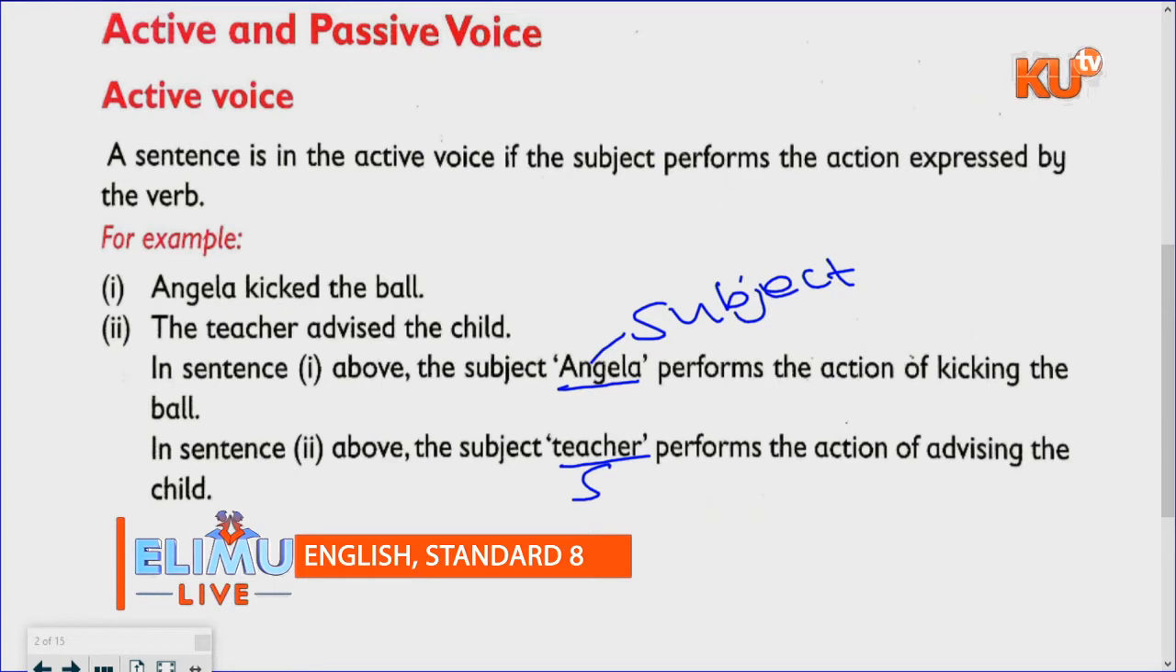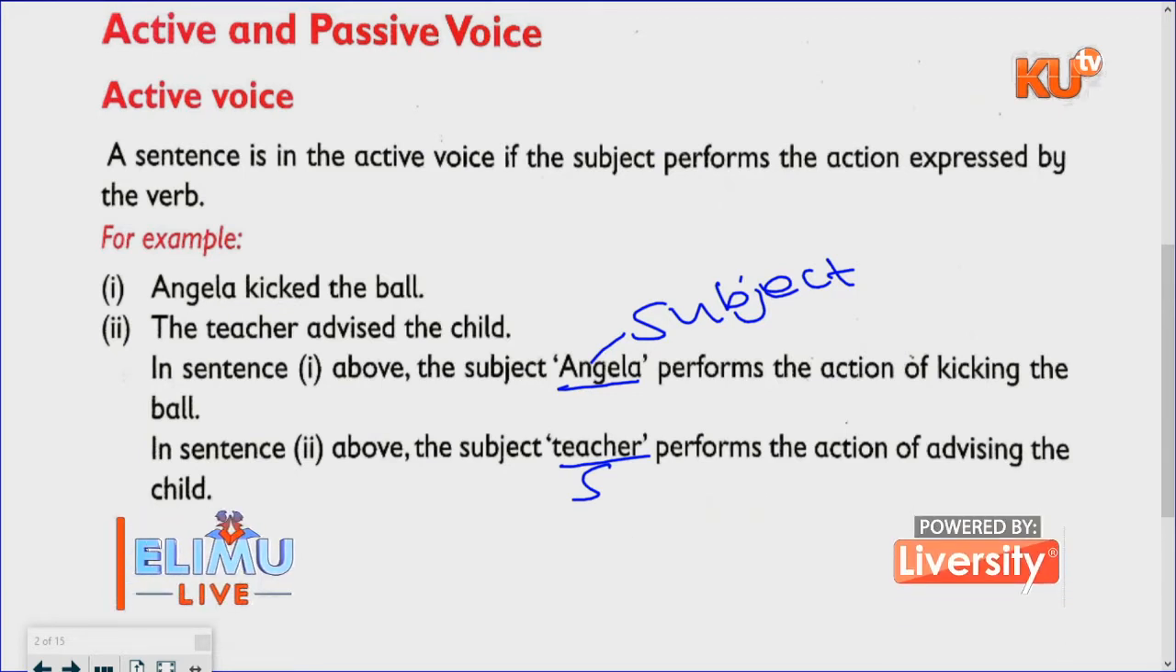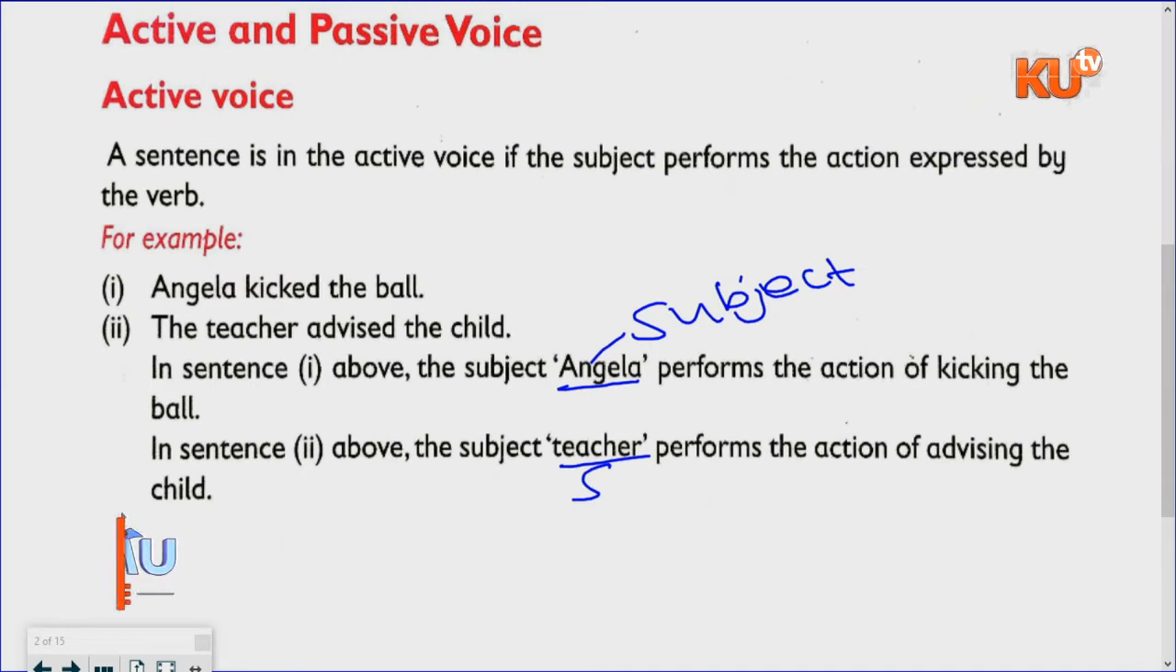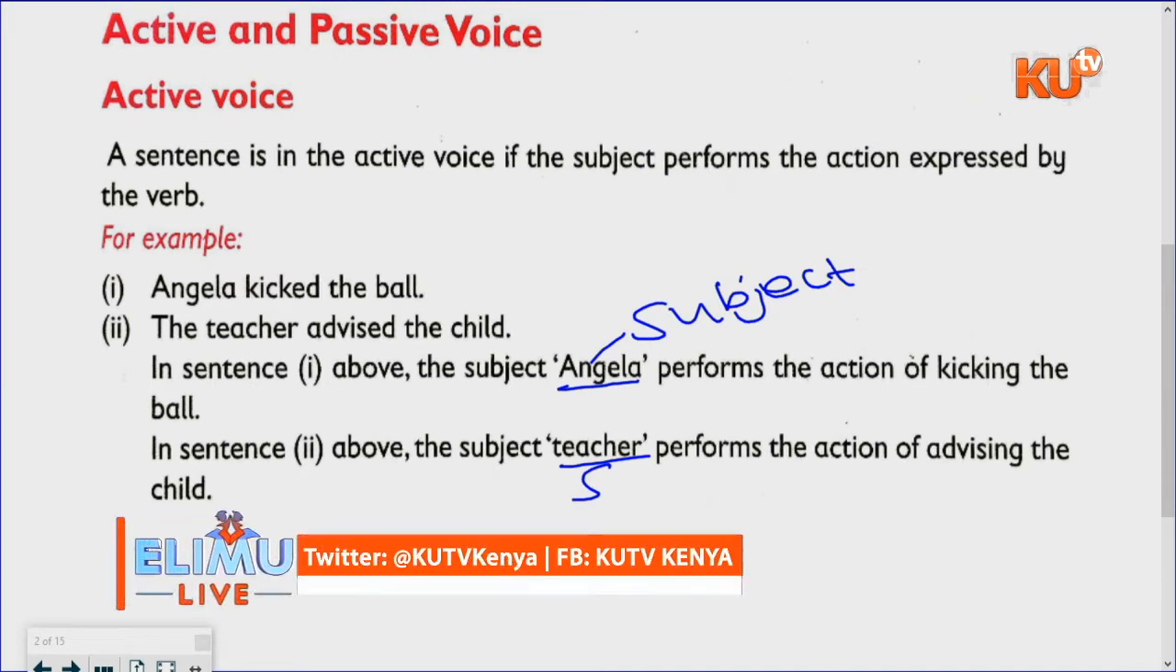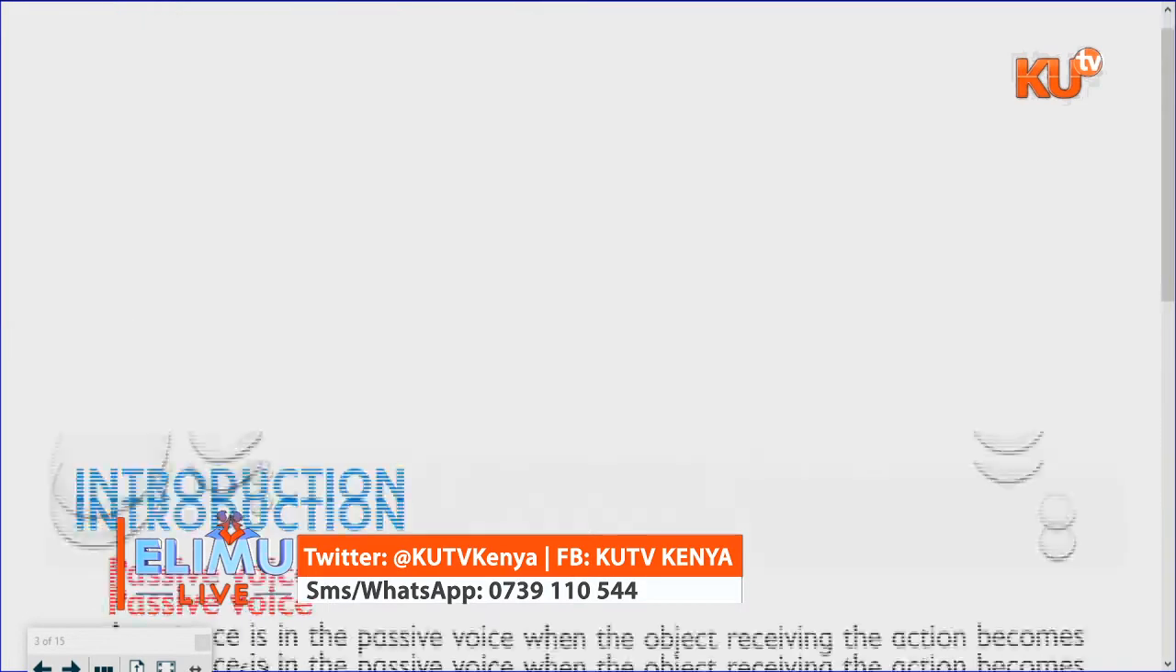So the child there is the object, advised is the verb, and in the first sentence, Angela is the subject, kicked is the verb, which shows us the action. Then the ball is the object because it's actually a direct object because it receives the action of that verb. So that is active voice. Let me take you to passive voice.